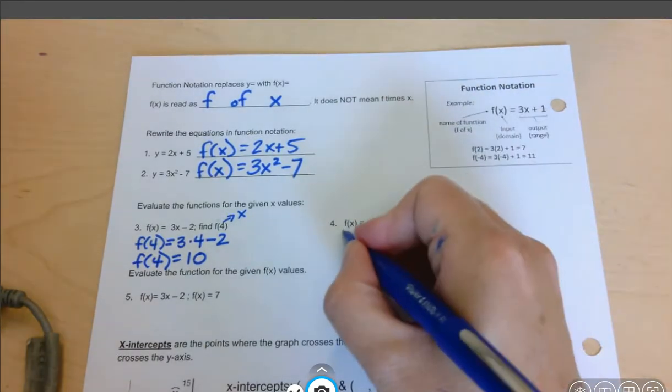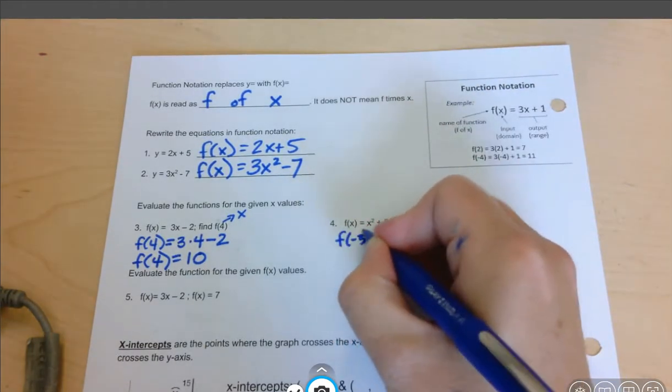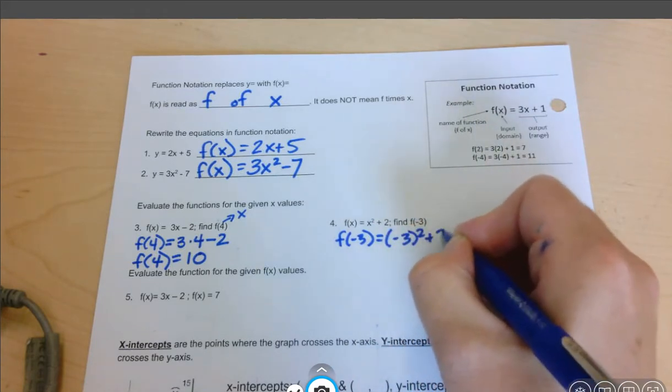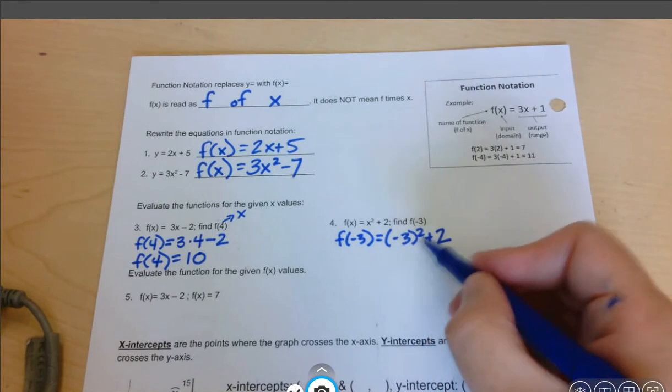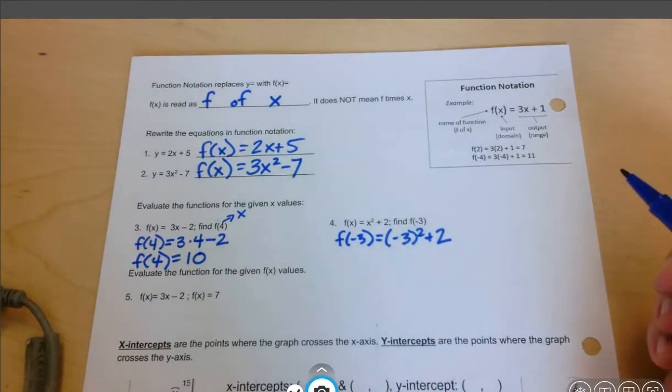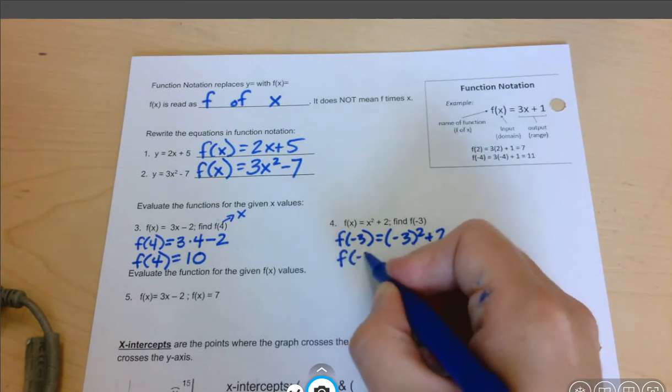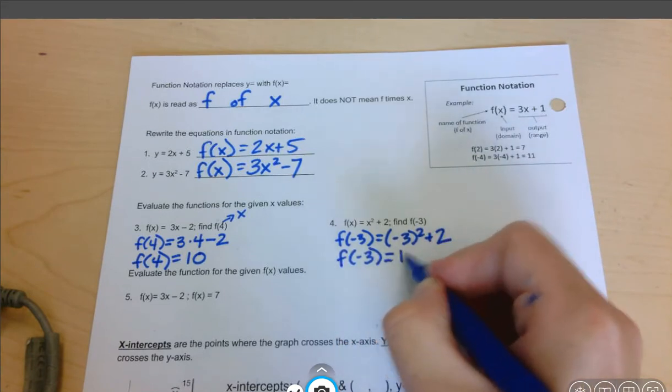Same thing over here. F of negative 3 equals negative 3 squared plus 2. When you square a negative, negative times negative is positive, so you get 9 plus 2 is 11. So f of negative 3 equals 11.